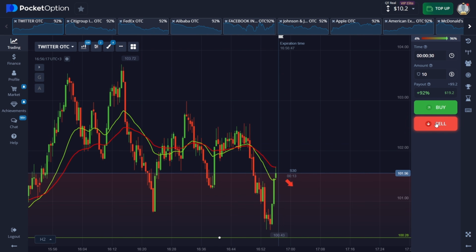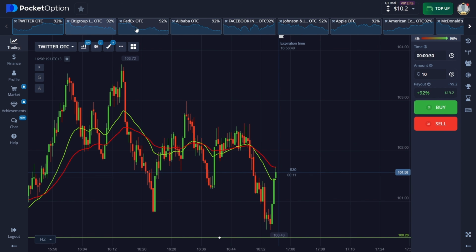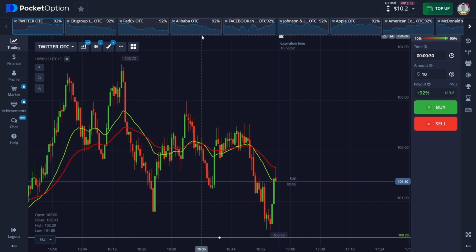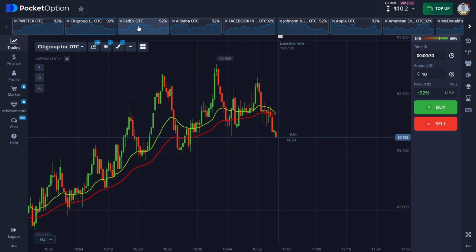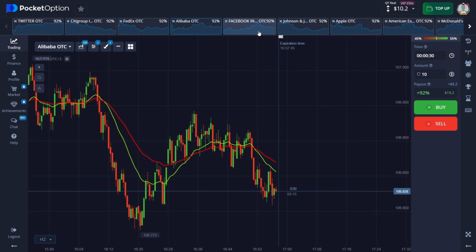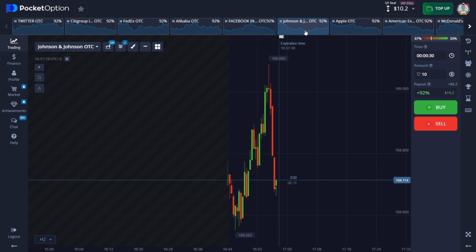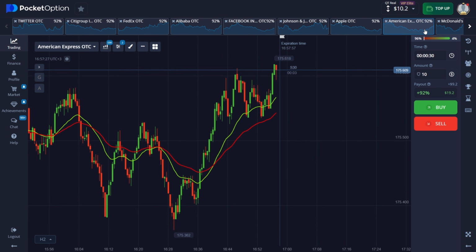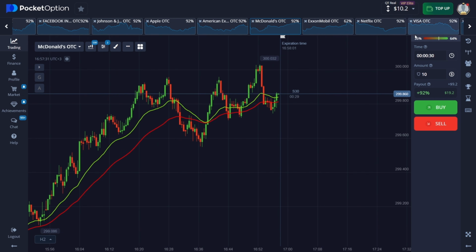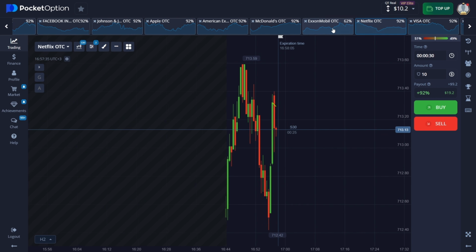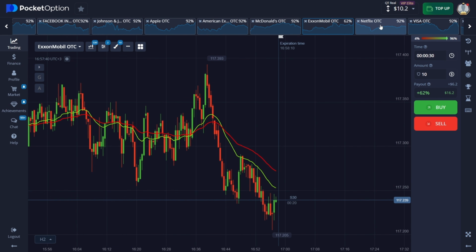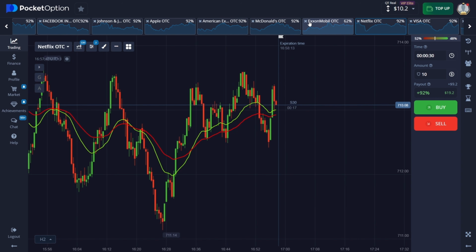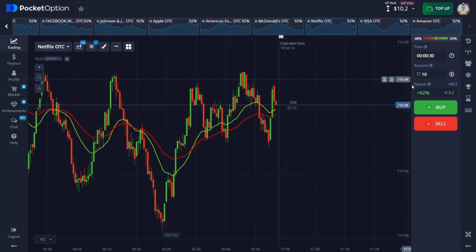Here we have a potential trade, but the candle movement was already down on Twitter OTC, so we will avoid that. On Netflix, we have a trade. If this candle gives us an entry near the moving average, we can try for an upside move.